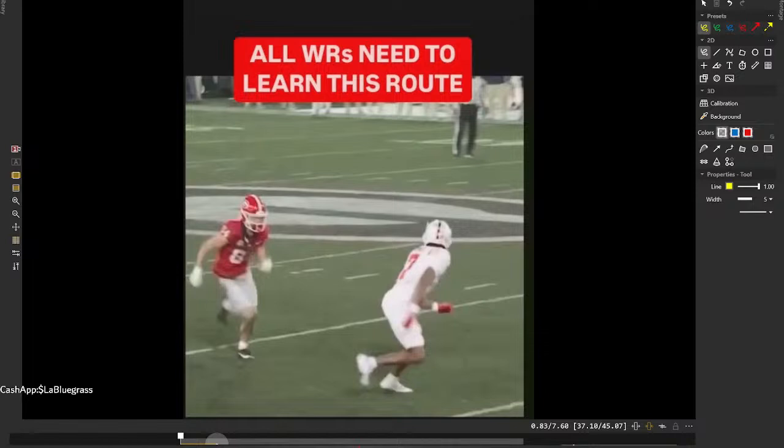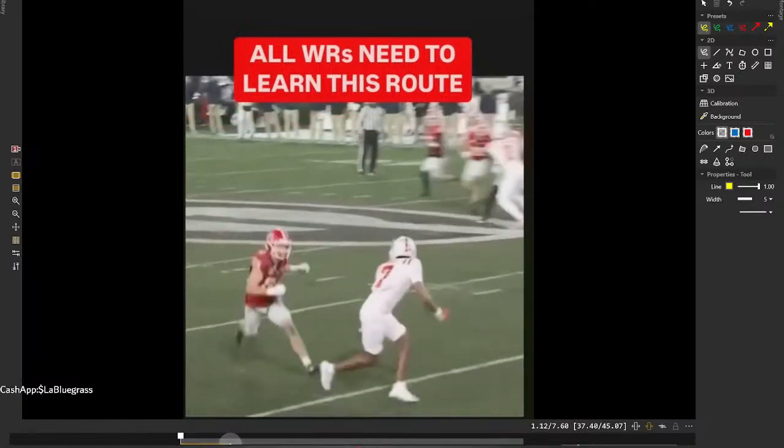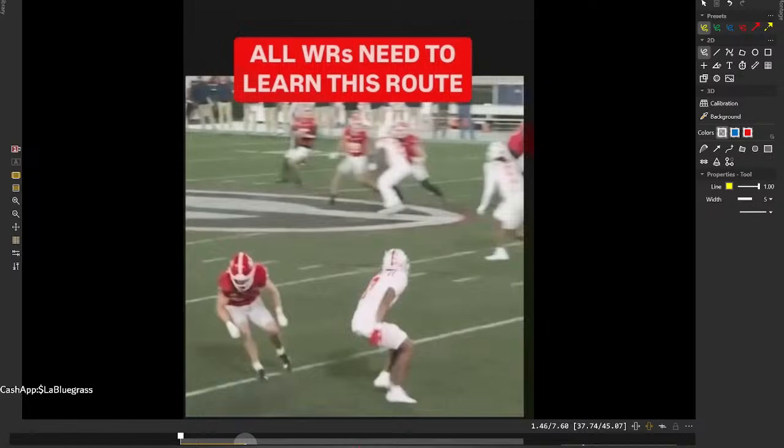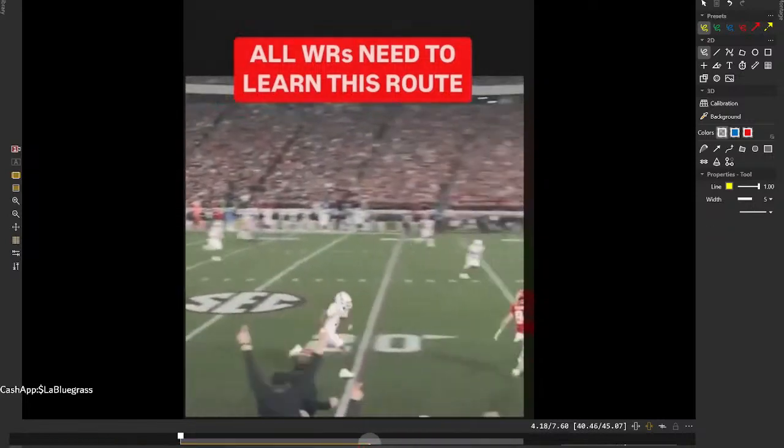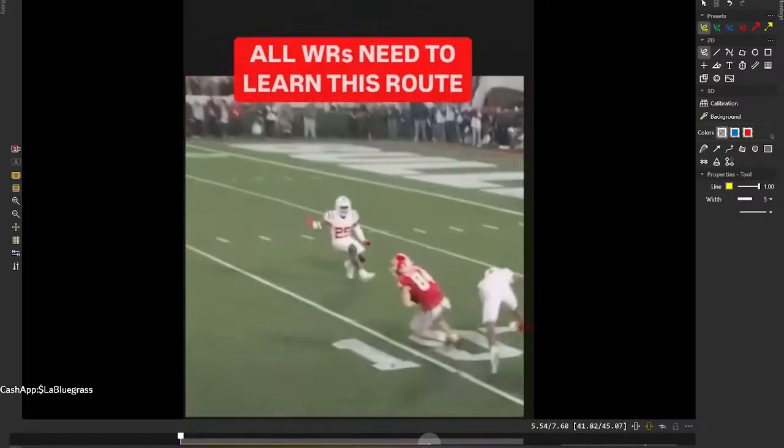But for this DB, you cannot do this. This is highway robbery. You cannot let a receiver get in your blind spot and get 7.